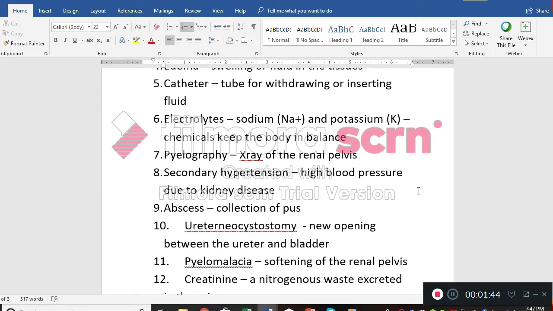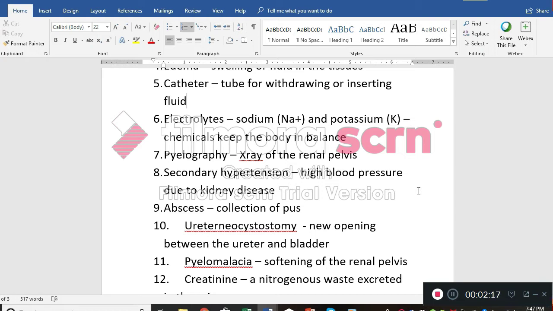The two you need to know in this chapter are sodium, the chemical symbol for sodium is Na+, and potassium, the chemical symbol for potassium is K. Number 7 is pyelography. So graphy is process of recording. In this case, we're talking about an X-ray. And pyelo means renal pelvis, which is the central part of the kidney. So pyelography is an X-ray of the renal pelvis.